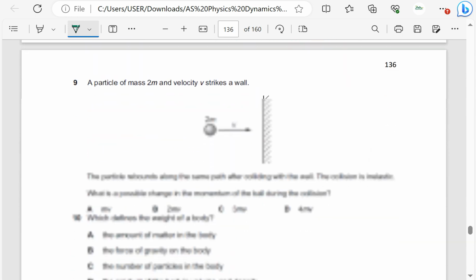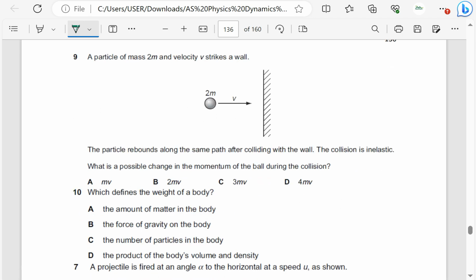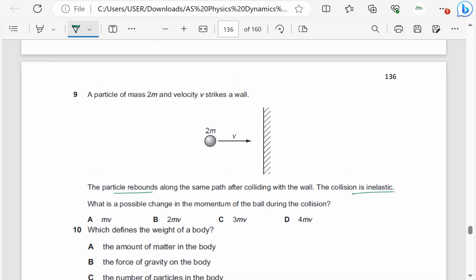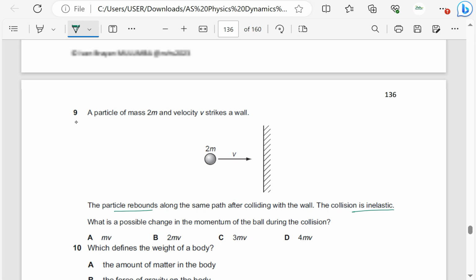A particle of mass 2m and velocity v strikes a wall. The particle rebounds. If it rebounds, that means the collision is inelastic. So momentum is conserved, but kinetic energy is not conserved. For conservation of momentum, the total momentum before colliding with the wall, P1, is of course 2m times v.